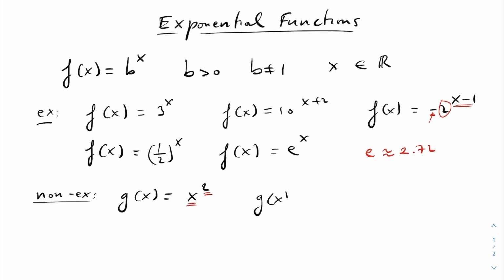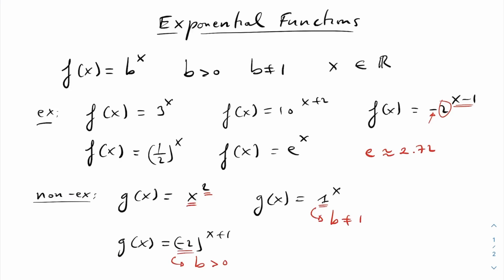Another example will be g of x equals 1 to the power of x. This is not an exponential function, of course, because b should not be equal to 1. Next, you could have negative 2, everything raised to the power of x plus 1. As you can see here, this is different from the example that we had before, where the negative was not raised to the power of x plus 1. In this case, everything is being raised to the power of x plus 1. So in this case, your base will be negative 2, which happens to be not conforming with our definition of the exponential functions because our base should always be positive.